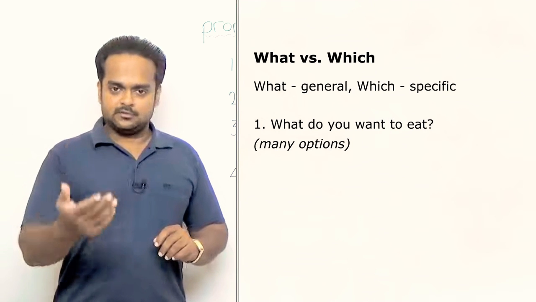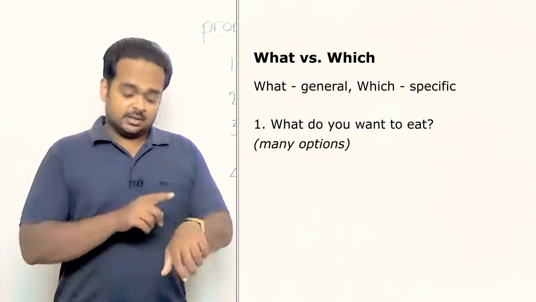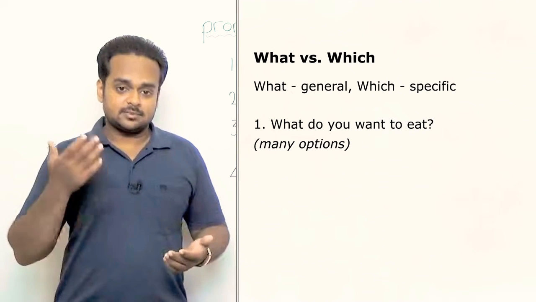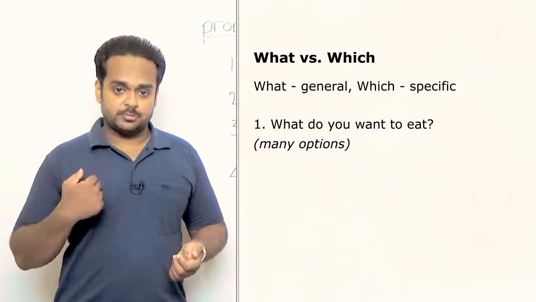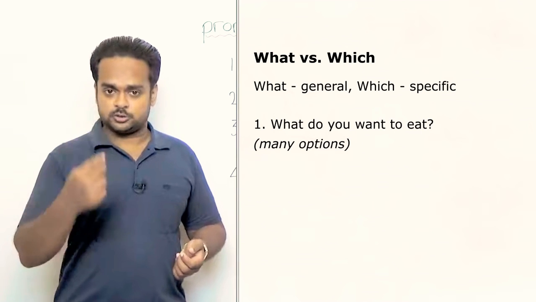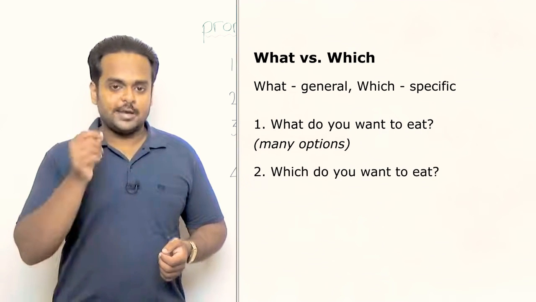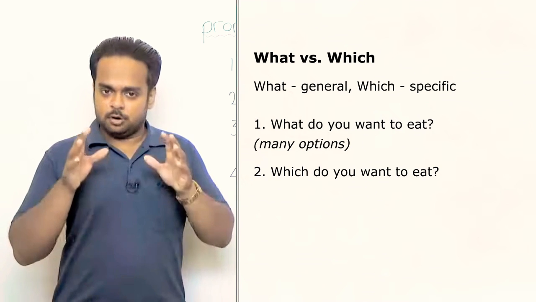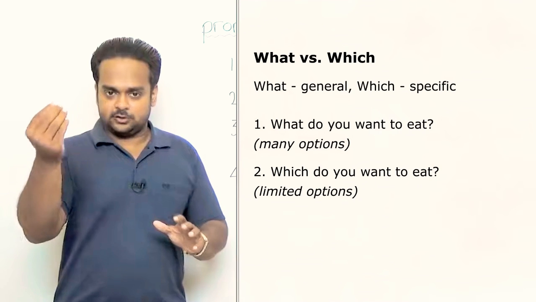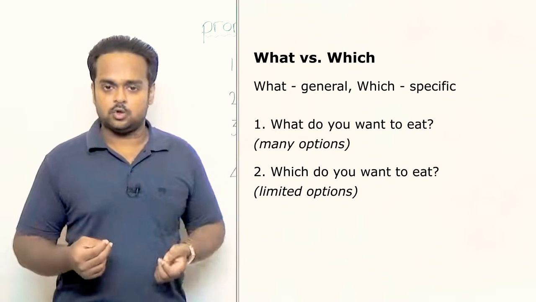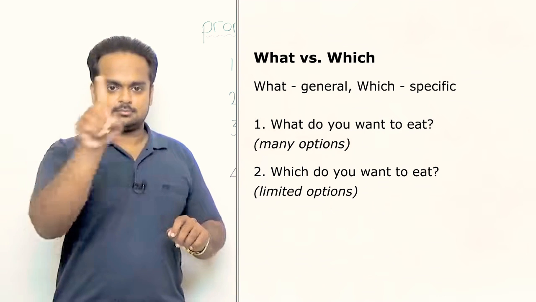But then before I can give my answer, the waiter says, I'm really sorry, it's late and we only have sandwiches and noodles now. So now you turn to me and you know there's only two options. So you say, which do you want to eat? You're saying which because the number of options is limited. We only can eat either sandwiches or noodles. So think of which as kind of like pointing, this or that.